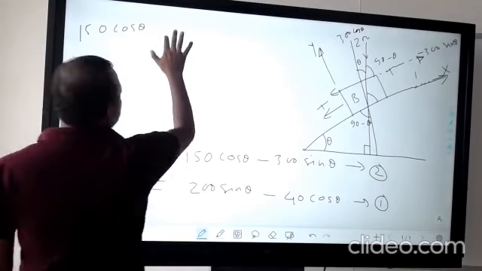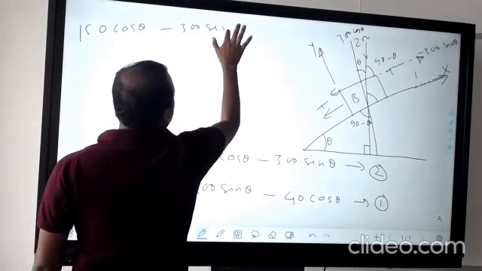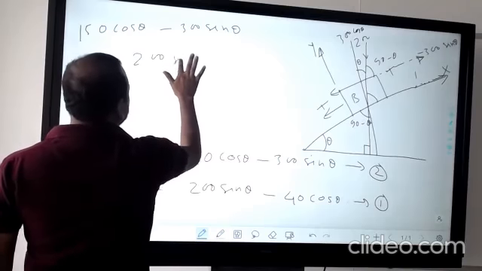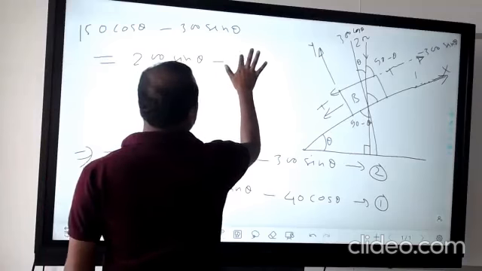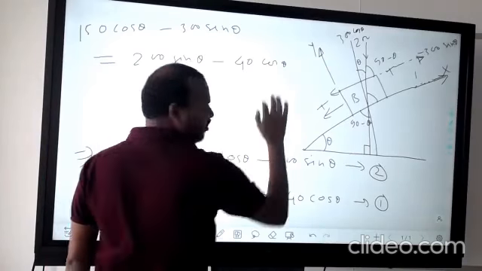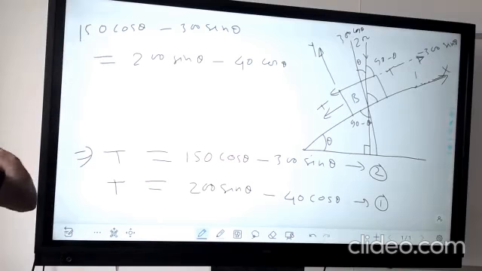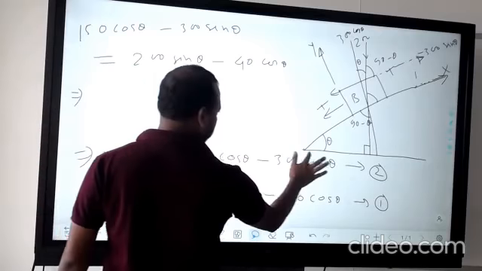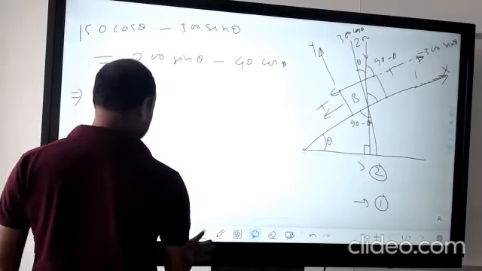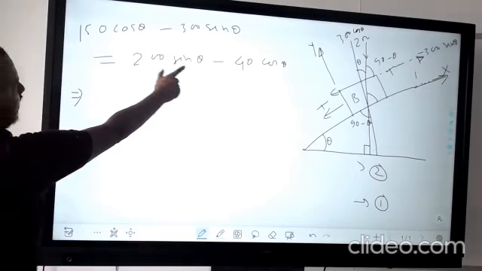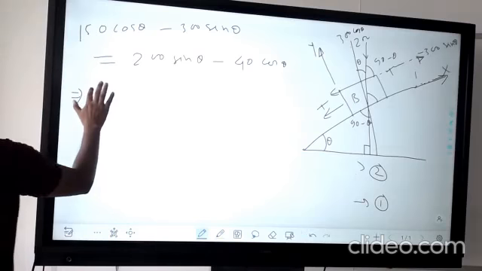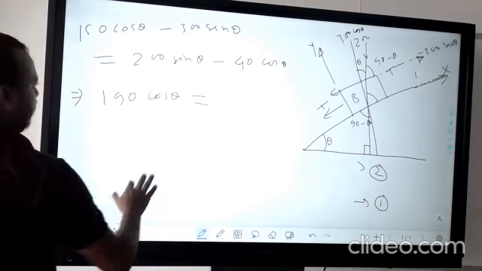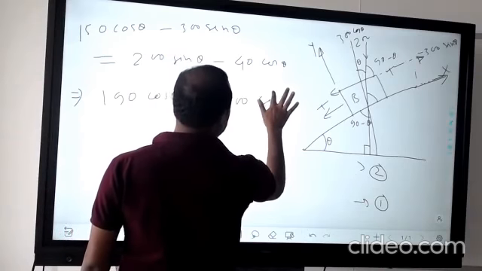150 cos theta minus 300 sin theta is equal to 200 sin theta minus 40 cos theta. Okay. Now we will take cos theta on one side and sin theta on the other side. So let's see, 190 cos theta. Here it is 150 and here it is 40. We take that as positive. So 190 cos theta is equal to 500 sin theta.